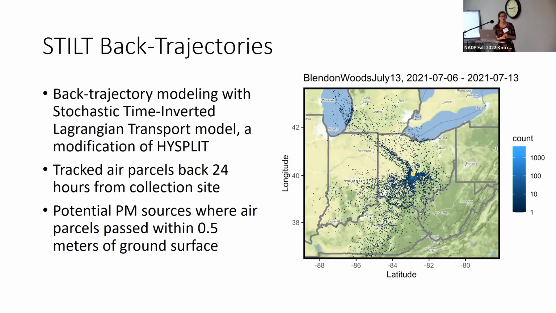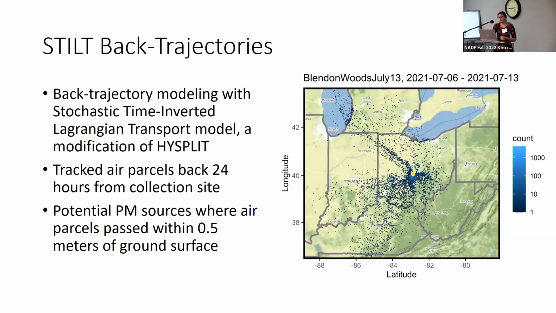You can see one of the outputs here. For each week at each site, I have a map of this footprint of potential particulate matter sources. This can then be used in conjunction with some of the geochemistry results.